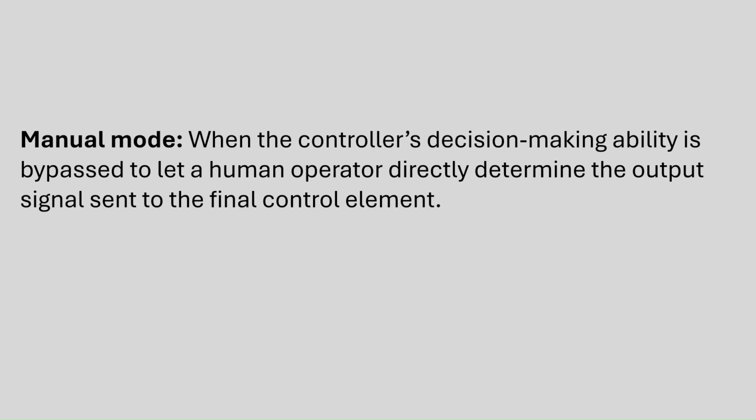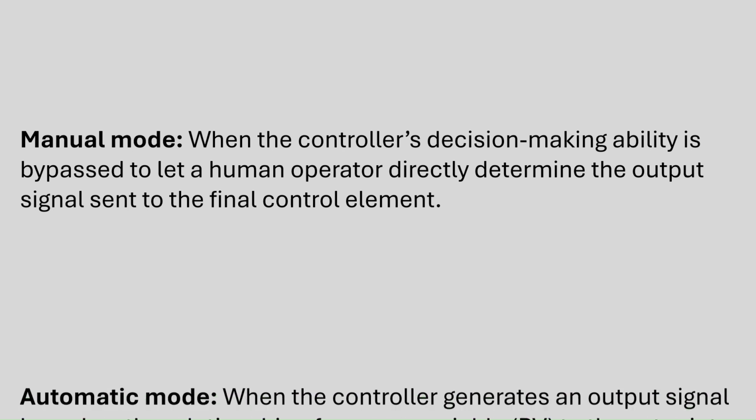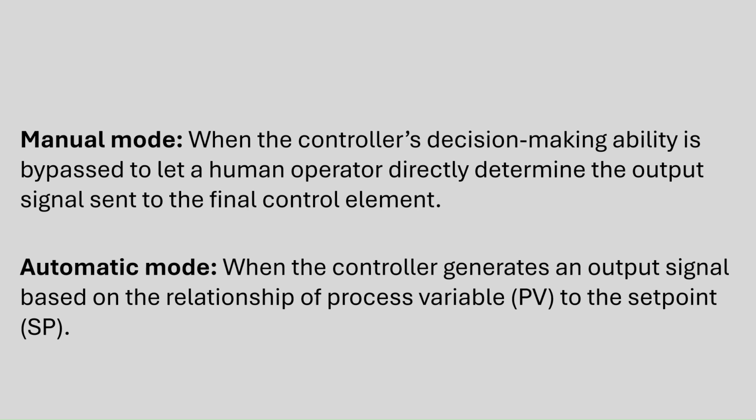We also have the manual mode and the automatic mode. The manual mode is when the controller's decision-making ability is bypassed to let a human operator directly determine the output. And in the automatic mode, the controller generates an output signal based on the set point it was given.